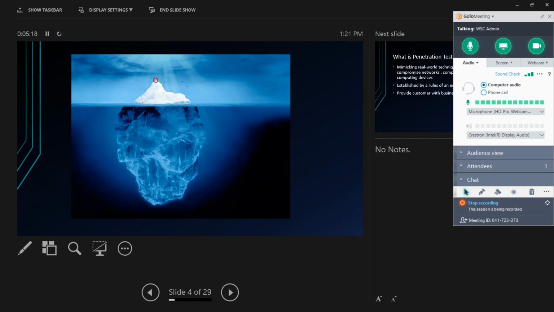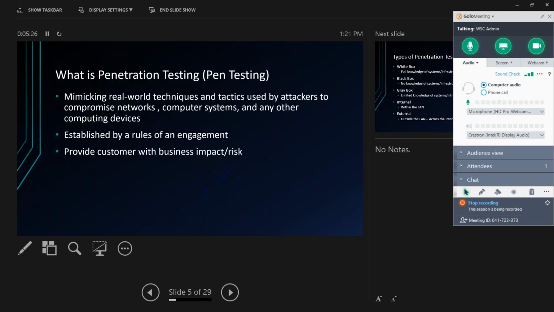So, like I said, this is what we're covering. That red circle is what we're covering as far as pen testing. It's a huge area. There's a lot more down there. So what is pen testing?